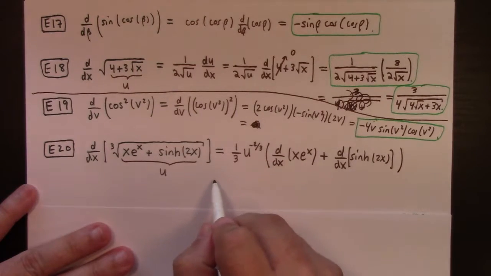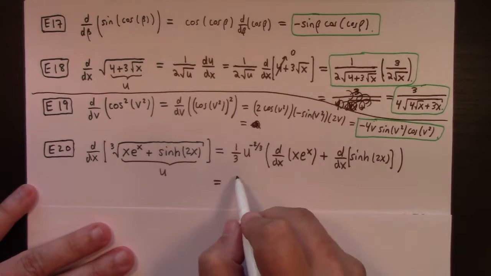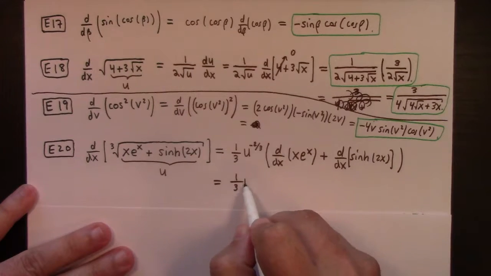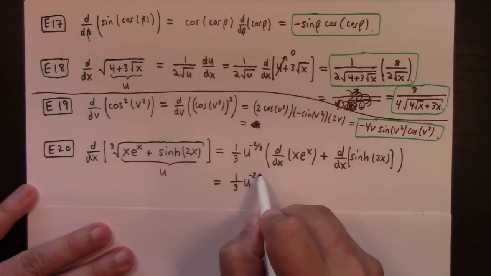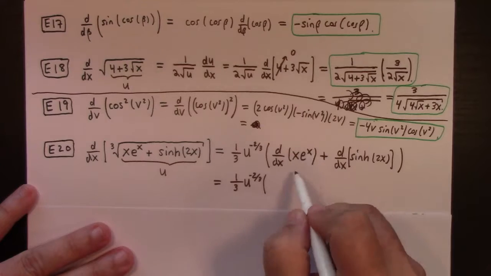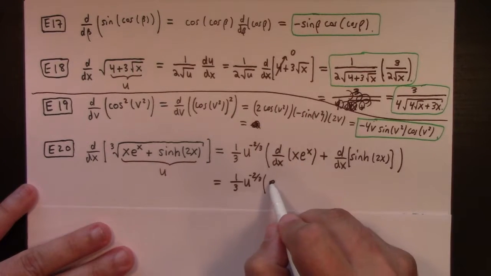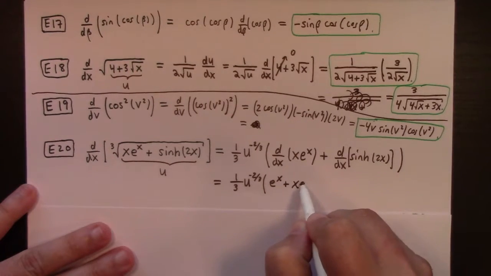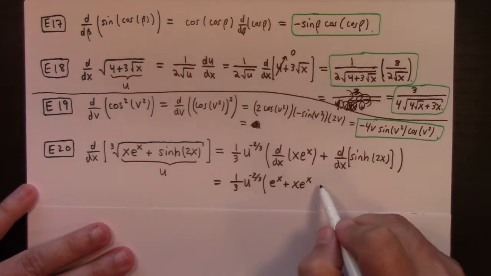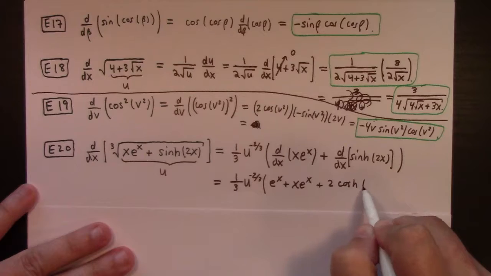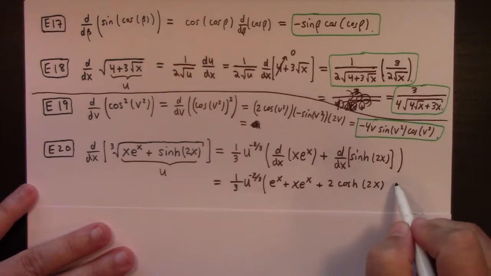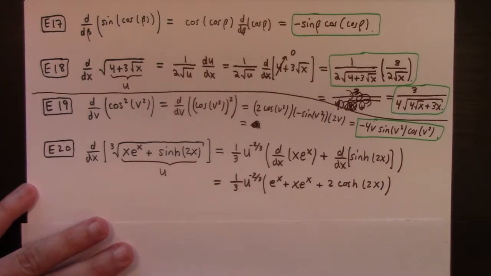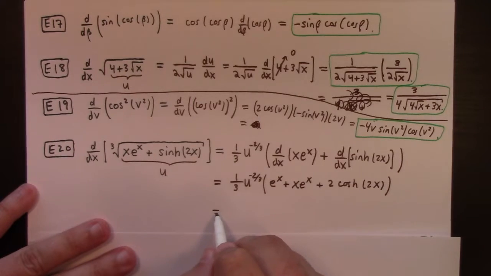Alright, so what do I got? I've got 1/3 u to the minus 2/3. This is a product, I need the product rule. e to the x plus x e to the x. And this is a composite, so I need the chain rule. Plus 2 cosh 2x. The 2 coming from the chain rule. Right? And then the finishing blow.